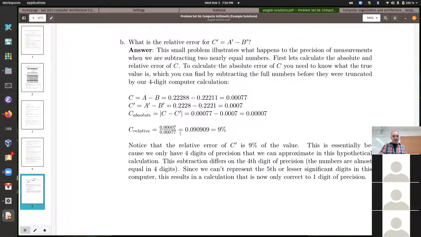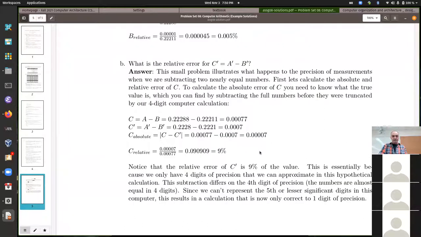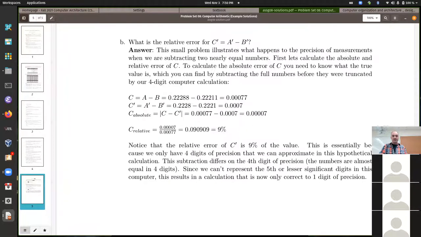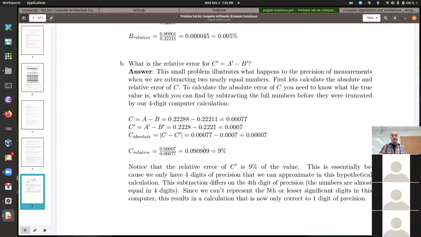Then most everybody had C correct though. So for C, if you get the absolute correct, as most people seem to have the A relative correct. So over here, though, the error is much more significant, right? So you get a ratio of 0.09, which is 9% error, right?